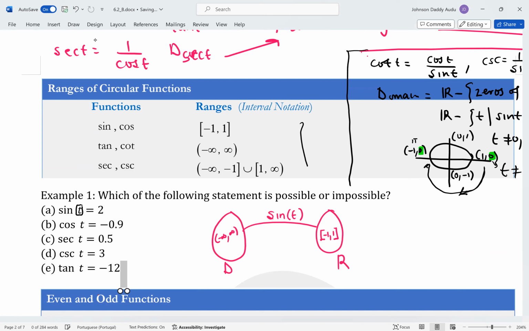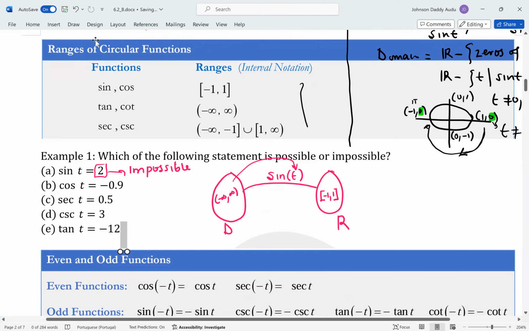So it means t can be anything. t is not the problem, but the output is the problem, because the output cannot be more than 1 and it cannot be less than -1. But here you can see the output is 2. So this is impossible, because you cannot get this as the output for sine. No matter what t you put in here, the output is just going to be a number between -1 and 1.